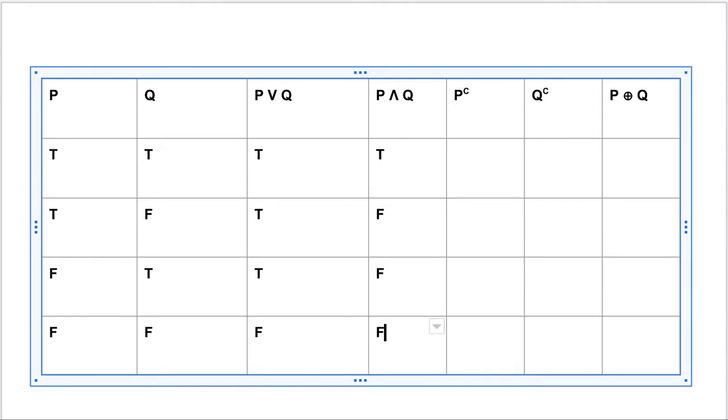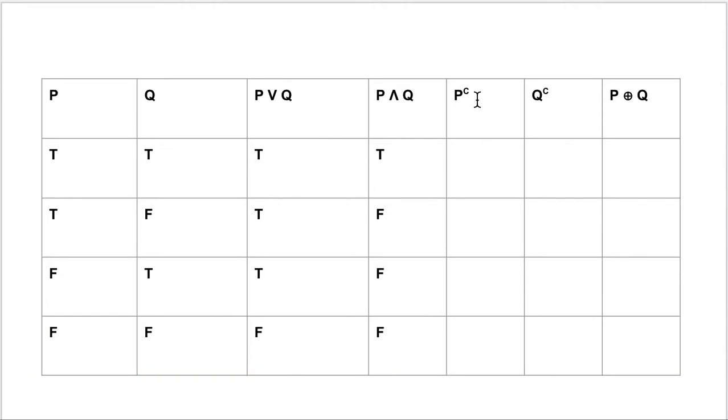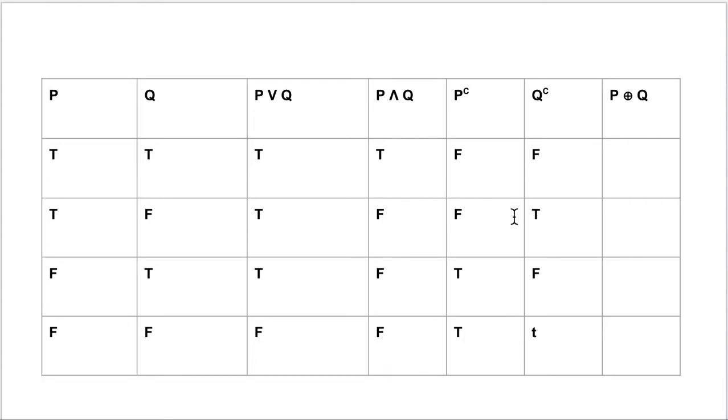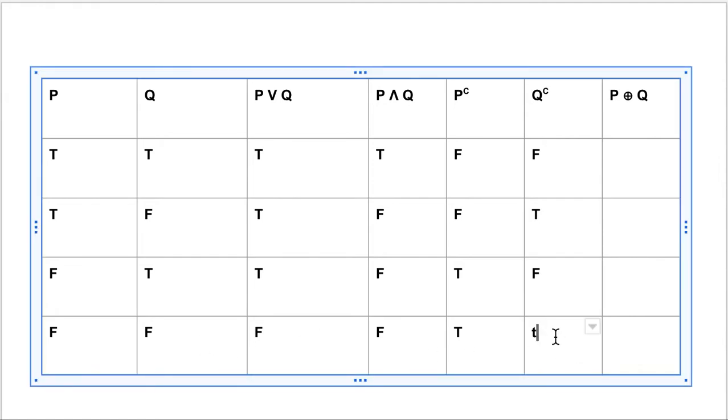Okay, let's go to the third one. That's the complement of P. The complement of P is just that whatever value you have, you change that value. So true becomes false and false becomes true. And similarly for the complement of Q, true becomes false, false becomes true, true becomes false, and false becomes true again.